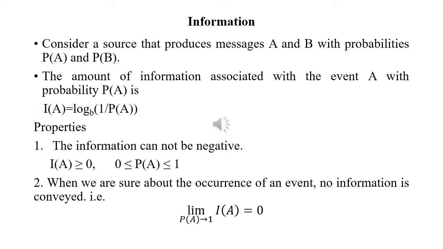Next, we will see the definition of information. Consider a source that produces messages A and B with probabilities P of A and P of B. The amount of information associated with the event A is given by I of A equal to logarithm of 1 on P of A. Then the properties of information are, first one, the information cannot be negative. That is, I of A will always be greater than or equal to 0 because P of A lies in the range of 0 to 1.